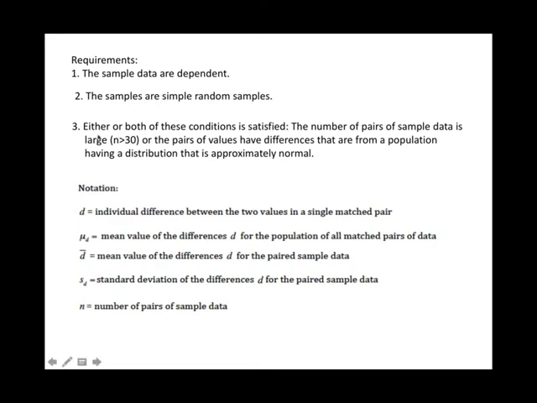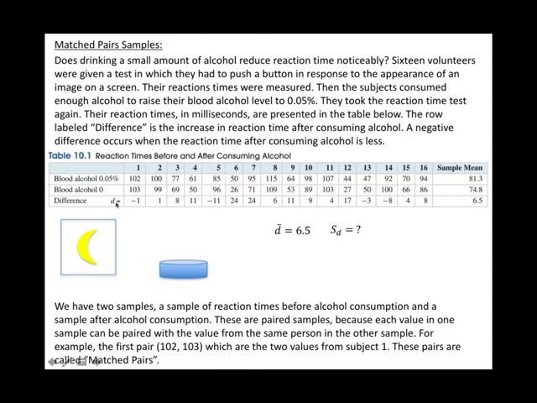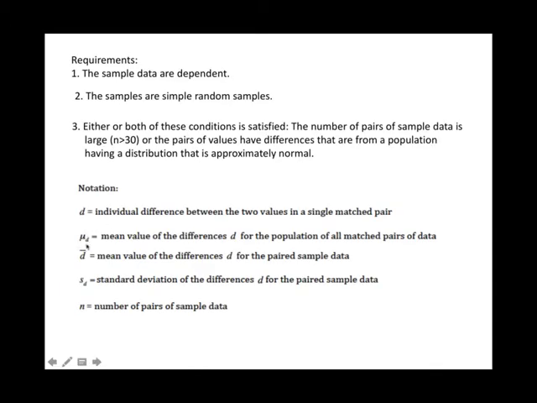Okay, look at the notation. The d here is the individual difference, right? Just like here, you should have the difference in here. Then you have the mean of the difference; this is the population mean of the difference. This is the sample mean of the difference, and this is the sample standard deviation of the difference. The n is the number of pairs. So just like my example 1, my n will be equal to 16.